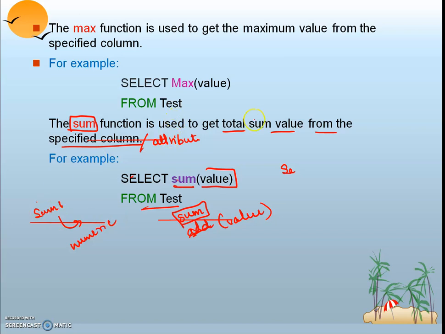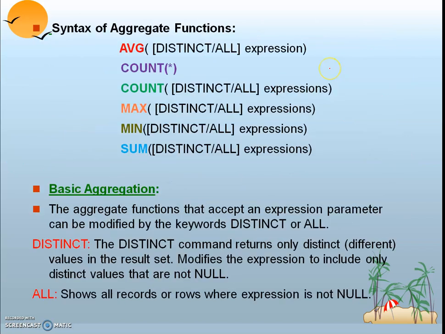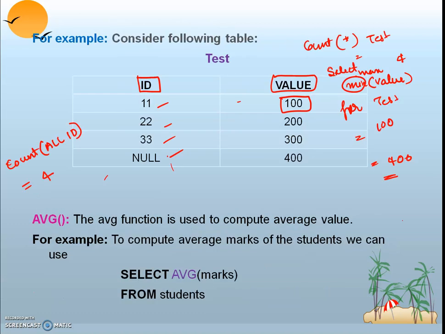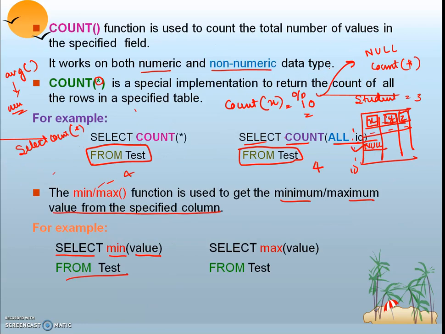Okay, so what we have seen so far, the different aggregate functions are average, count, max, min, sum, and the basic keywords that we use along with these are distinct and all, and the syntax goes something like this. And we have seen that average works only for numeric values, sum also works only for numeric values, whereas count works even for numeric and non-numeric, and also it takes null into account, and min max also works for numeric values.